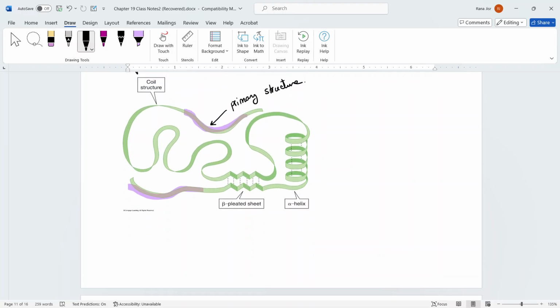And then we have the alpha helix. As you can see, this is within the same protein, and that same protein is forced to make a ribbon structure due to the hydrogen bonding interactions within that same protein chain. So that is going to be the secondary alpha helix structure. Now, this one is again a secondary structure, but it's a beta pleated sheet where you do have hydrogen bonding interactions, but the hydrogen bonding interactions are between two different strands of proteins.